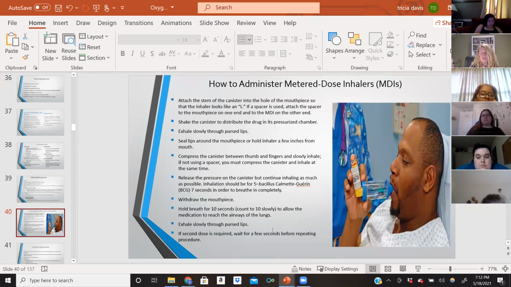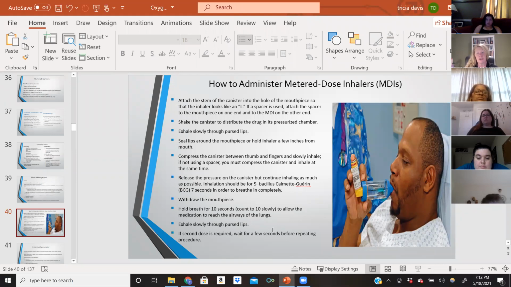So in this example here, this gentleman actually has an inhaler with a spacer. That blue part that's going into his mouth, that is the spacer. When we are educating our patient how to use a metered dose inhaler, these are all the steps. We would teach the patient to attach the stem of the canister into the hole of the mouthpiece so that the inhaler looks like an L. And you can see from the picture, that's exactly what it looks like.